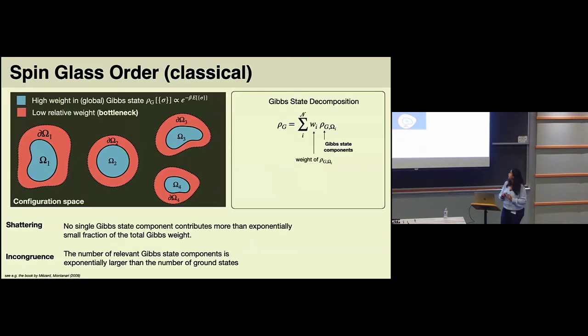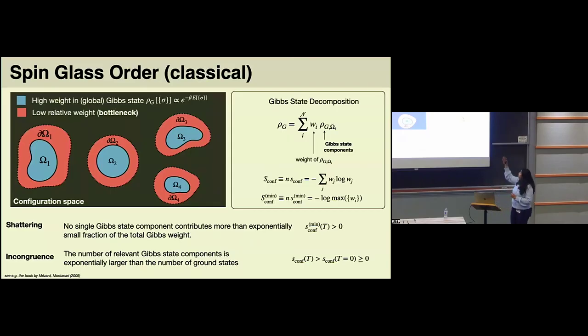And now you can characterize the complexity of this decomposition by computing various entropies of this decomposition. For instance, you might be interested in computing the Shannon entropy of this distribution, which tells you how many relevant components there are. Or you could look at the min entropy, which is basically the weight of the largest component. And then you can define spin glass order via these two properties here.